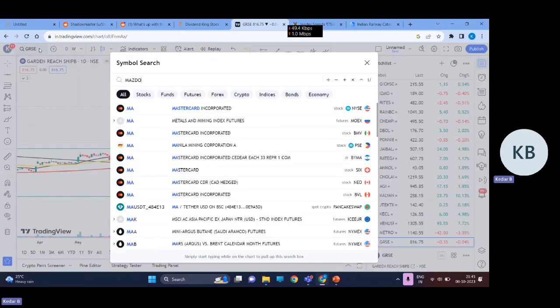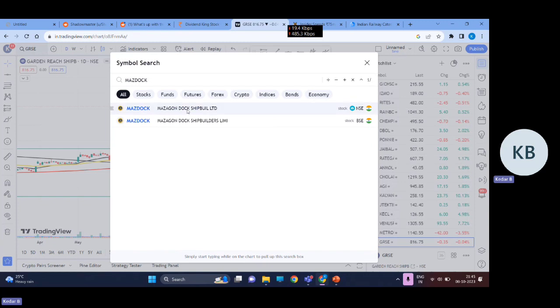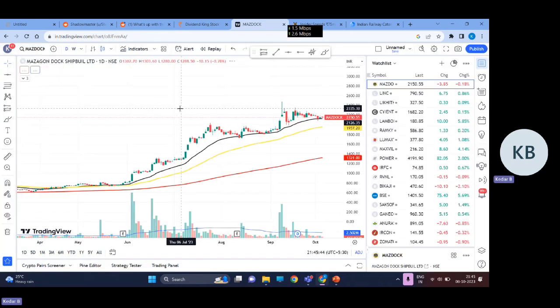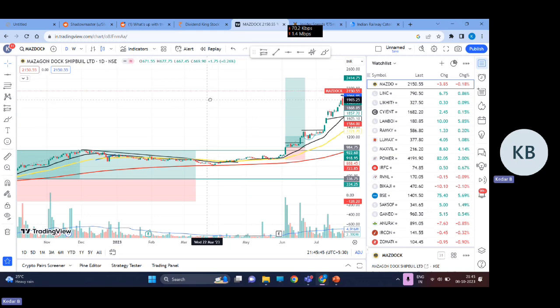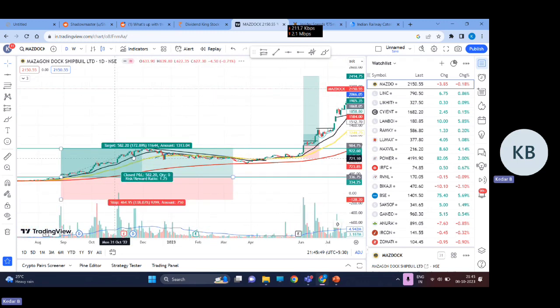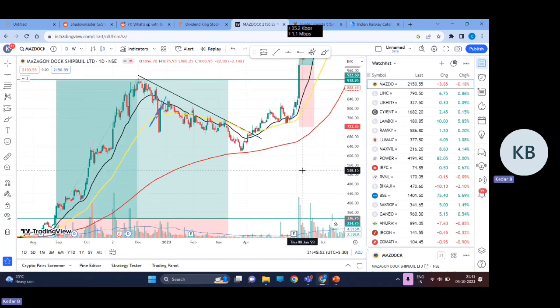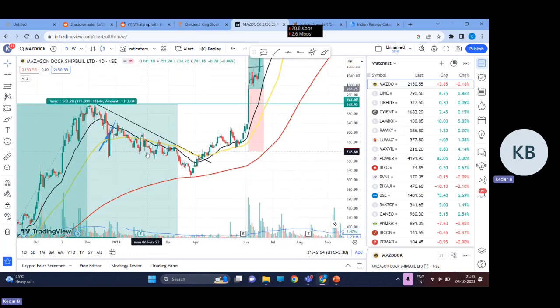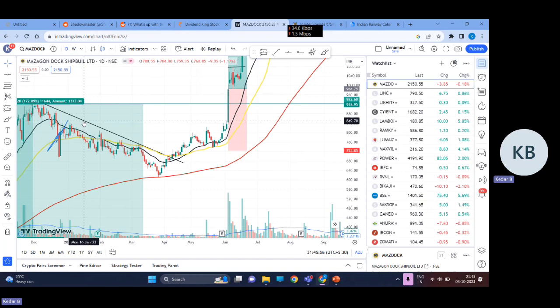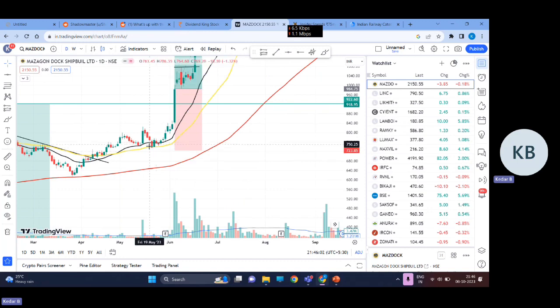Even Mazagon Dock, even this one. If you kept questioning the fundamentals, you can see here, last year I traded this. If you keep questioning the fundamentals, you will miss out on this huge rally. You can see this line. It breached this line, and I had entered it, and I sold it for a negligible amount of profit around this time, because it broke my rules.